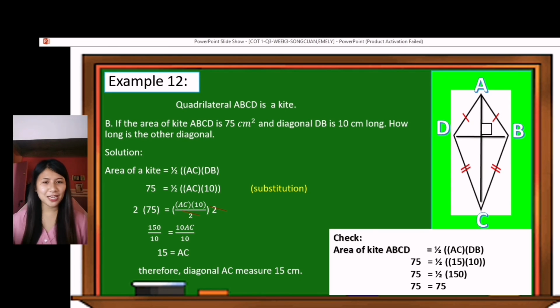Now, let us check if your answer is correct. Using the original equation of the area of kite ABCD, substitute the value. So the area of kite ABCD, that is 75, is equal to 1/2 times the value of AC, which is 15, times the diagonal DB, which is 10. So 15 times 10, that is 150. What is the 1/2 of 150? Correct, 75. So here, your answer is correct.